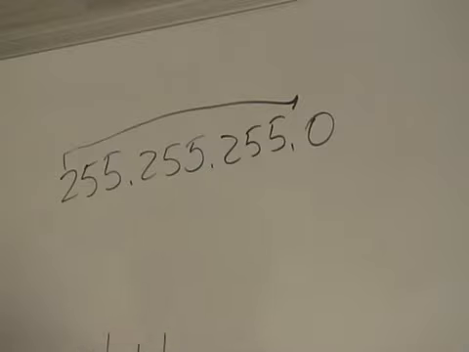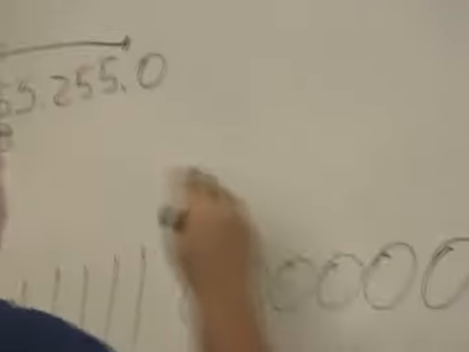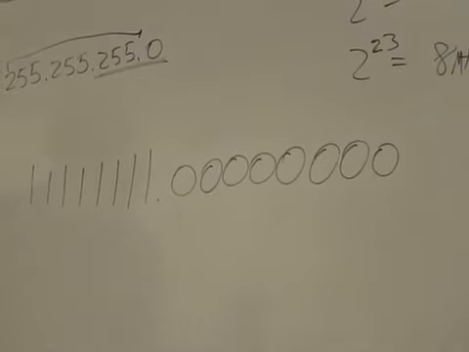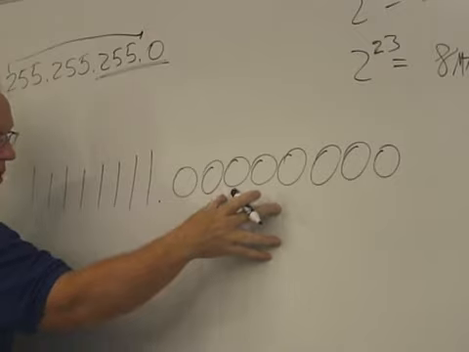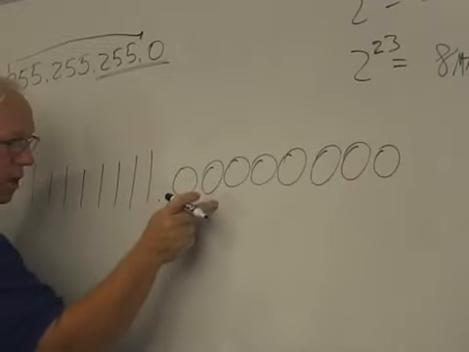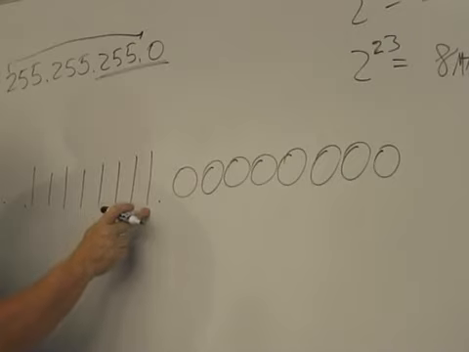Because why? Here's what these last two octets look like currently. But what I'm saying is I want to use this bit to be part of that now. I currently have 8 bits over there and 24 over here, right? I want to use this one to be part of that. So what do I have to do in my mask? Change it to a 0.